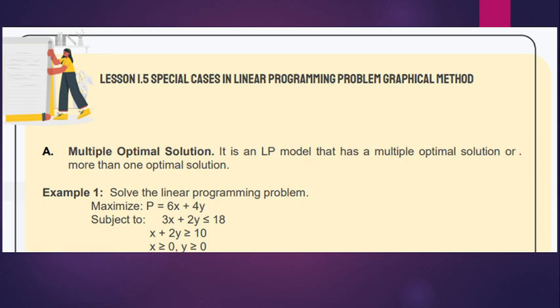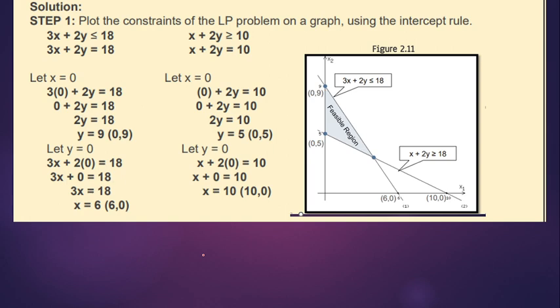So example number 1. Solve the linear programming problem. Maximize P equals 6x plus 4y, subject to the constraints 3x plus 2y less than or equal to 18, and x plus 2y greater than or equal to 10. And x greater than or equal to 0 and y greater than or equal to 0, the non-negativity constraint. As you can see, class, this is our graphing of 3x plus 2y less than or equal to 18 and x plus 2y greater than or equal to 10.